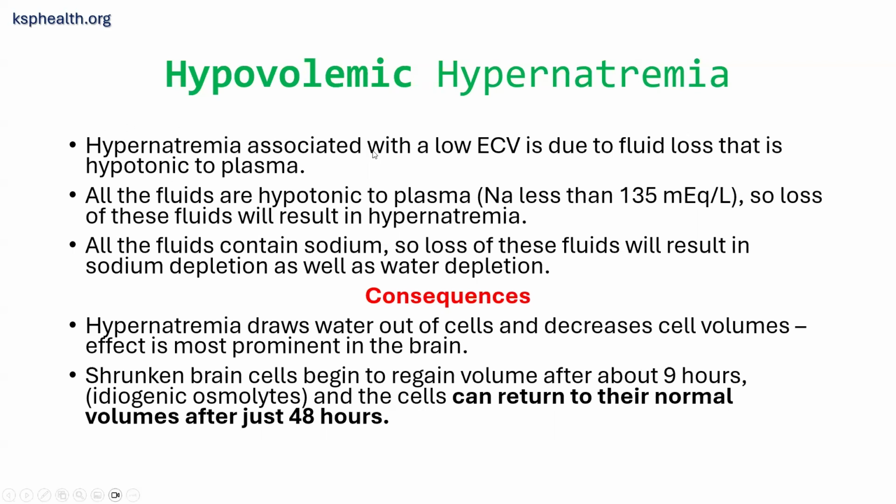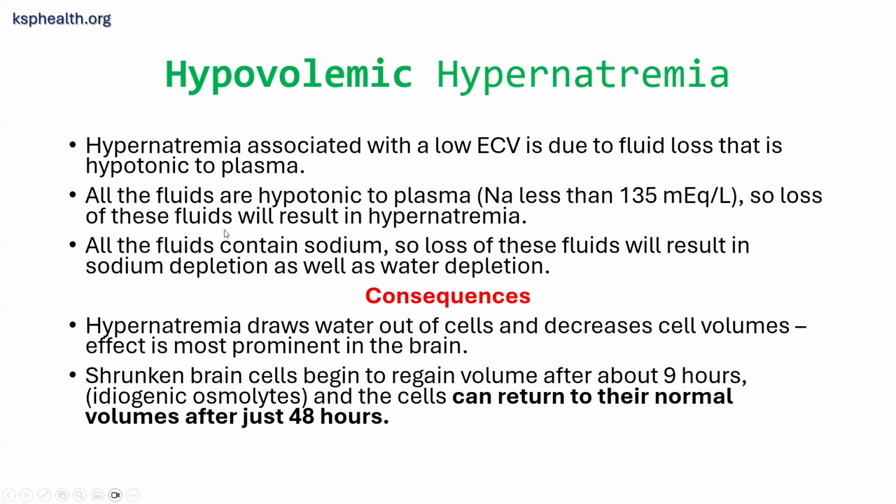All the fluids in the body are hypotonic to the plasma, whether it is nasogastric, urine, and all of them have a sodium less than 135. So when the loss of fluid happens, it would result in hypernatremia. In other words, the sodium elevation says there is a fluid deficit in the body. All of the fluids contain sodium, so loss of these fluids is associated with sodium depletion, which one also needs to keep in mind. So what are the consequences of hypovolemic hypernatremia?